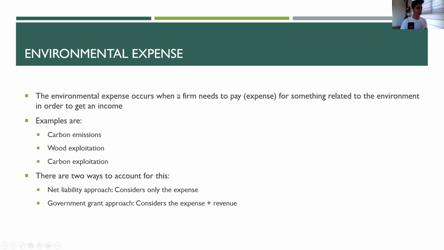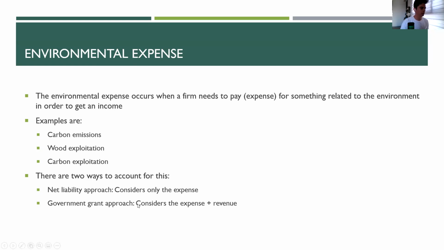These environmental expenses need to be reported somehow. Other examples are wood exploitation, like when you cut trees and then you sell the wood. It is very possible that you also have to pay a fee for cutting the trees. So that fee is an environmental expense. And carbon exploitation is similar to wood exploitation. So you have to pay a fee for taking advantage of something that will give you some income.